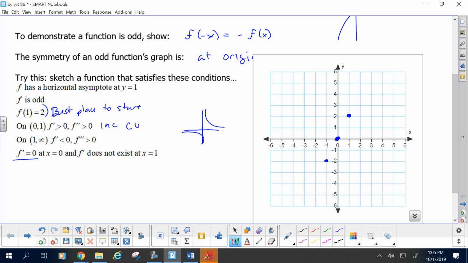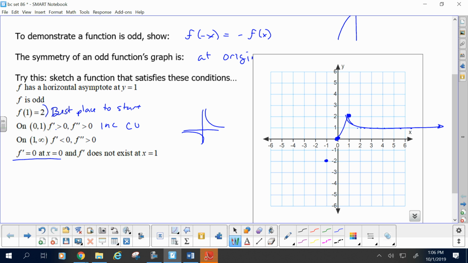This is what tells you it goes through the origin: the derivative exists at the origin. So surely it must go through the origin. All right, so concave up. And then what does it do after 1? Decreasing, concave up. What else does it do? Did you approach the asymptote here? Yeah?